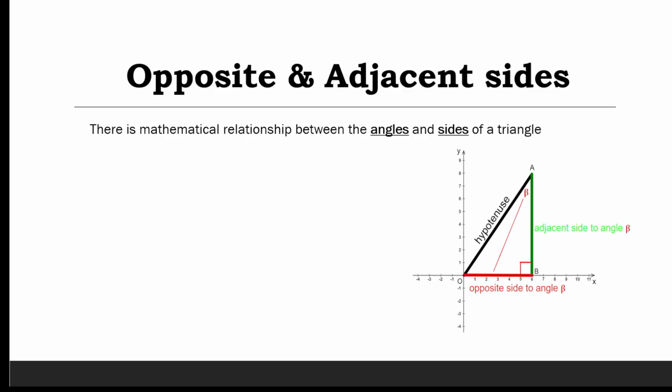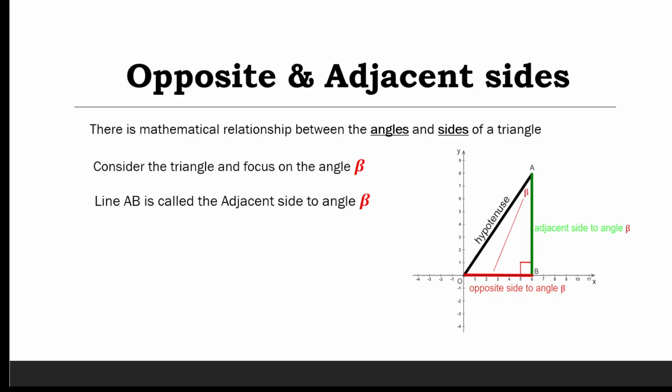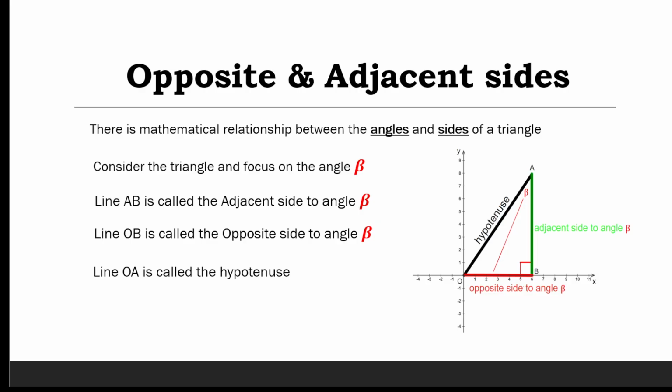Let us now focus on angle beta. If you look at angle beta, you will realize that the opposite side of angle beta is the red one, as we have shown in the previous one, and the adjacent side of angle beta is the side AB, which is in green. And like I've said, the opposite side is the side in red, which is OB, and the hypotenuse is always the side that is opposite the right angle, as shown in black.